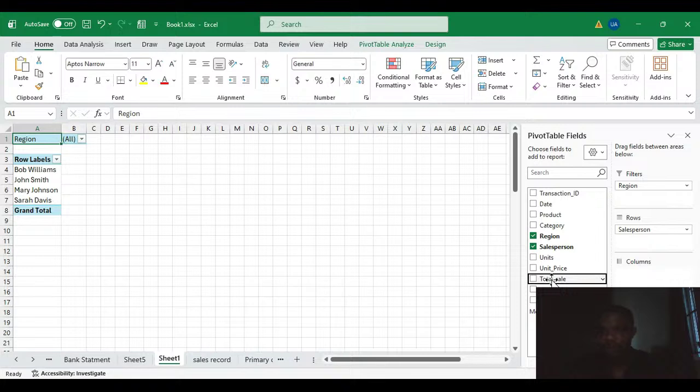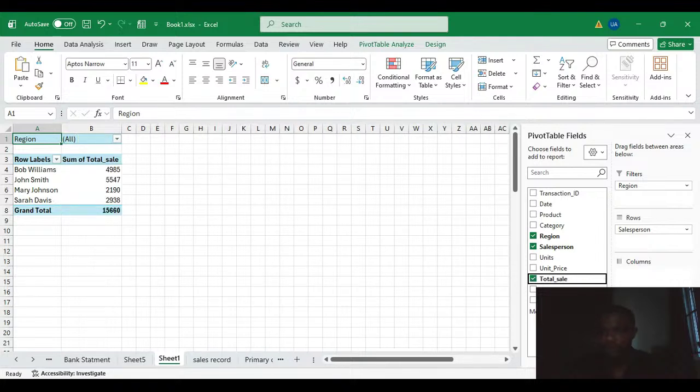And then I want my total sales to be somewhere around here. So if you look at my table now, you will see I now have region here. Then over here, I have the sum of sales, and then I have each of my values here. So now, this region is in all region.